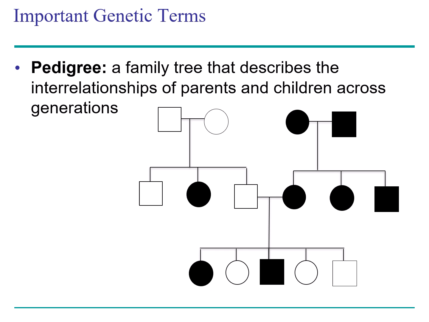The final term is pedigree, a very important part of studying human genetics. A pedigree is a family tree that describes interrelationships of parents and children across generations.